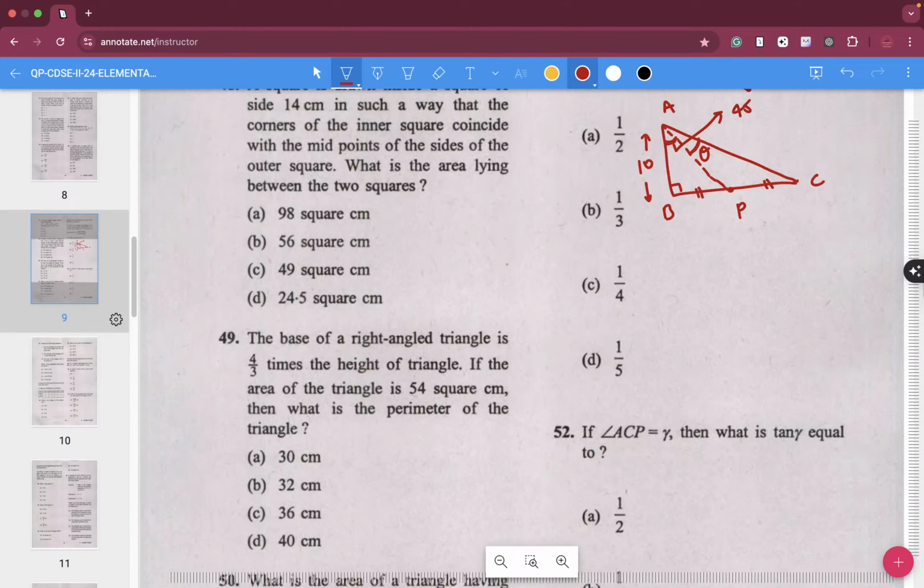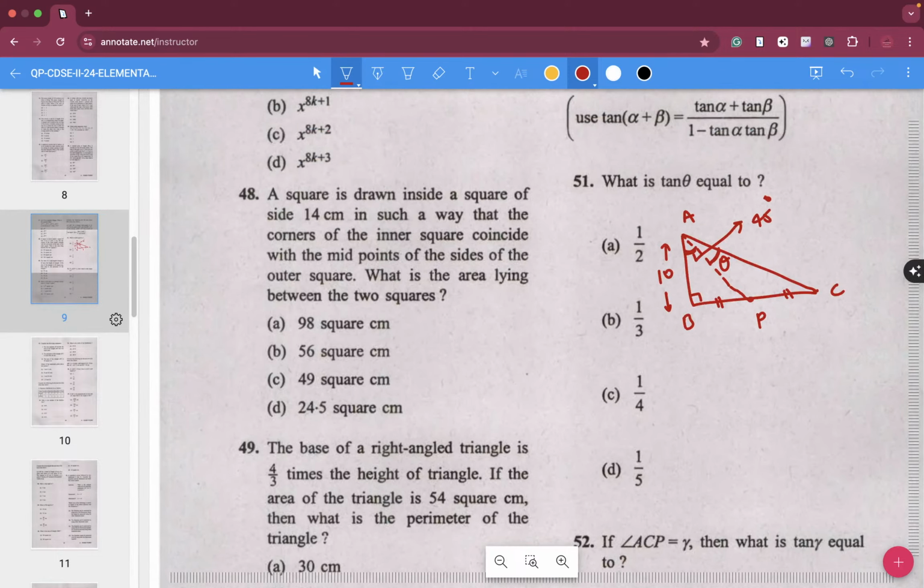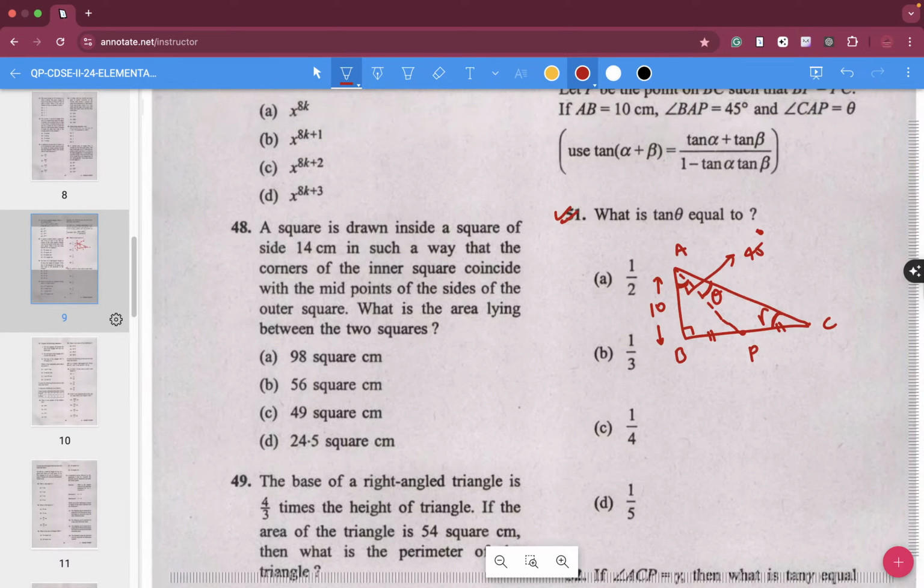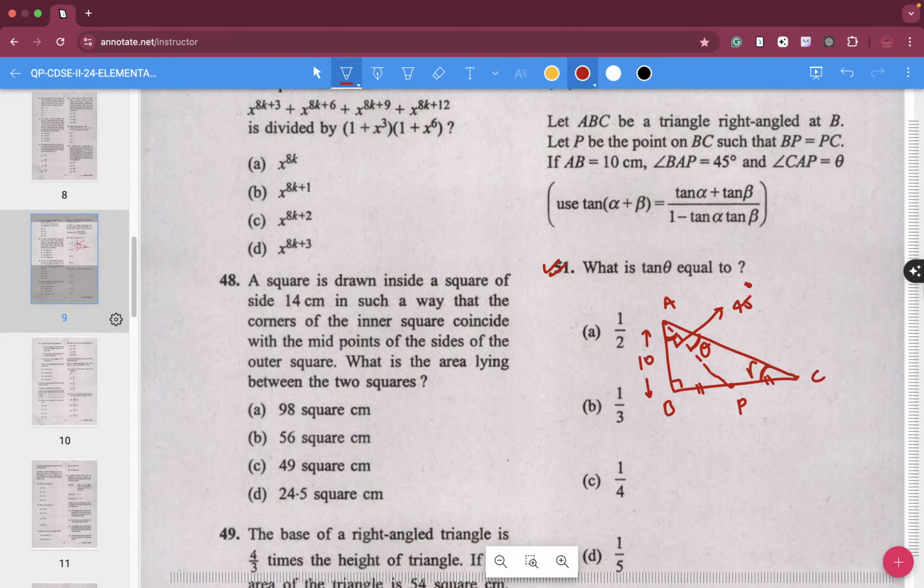And also they are saying ACP, right? ACP over here, this angle is gamma from this question. I'm trying to solve this 51 and 52 together. Then what they are saying, CAP is equal to theta. Now let triangle ABC be a right angle triangle at B.